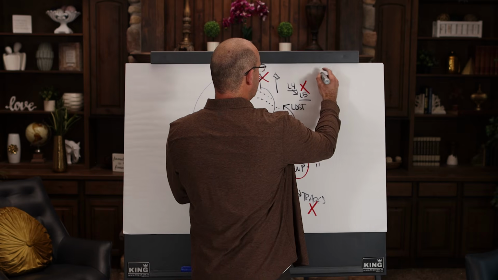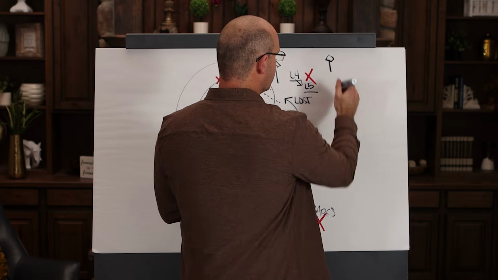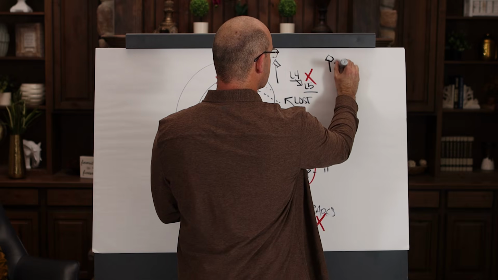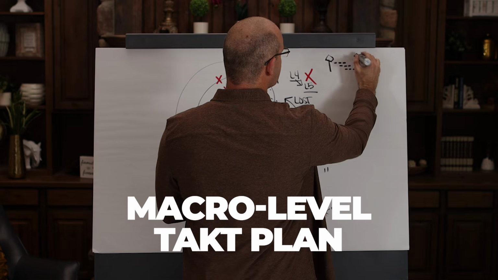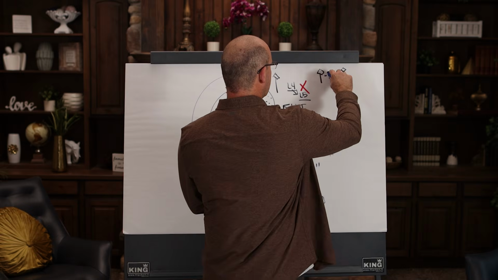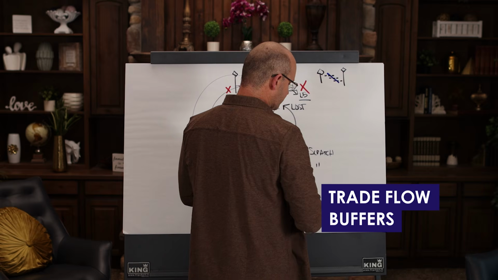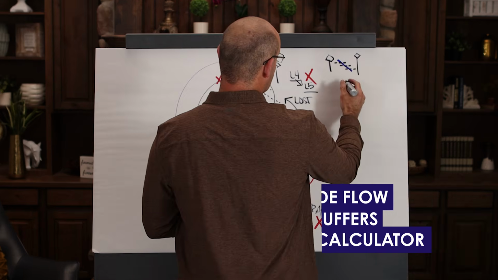First of all, when you do pull planning the right way, and I'm not trying to be arrogant, I learned this from other people, so I'm not special, the concept is special. When you do your pull planning the right way, your macro level tack plan will have diagonal trade flow. That means it will be planned where you have trade flow and buffers. And we have a calculator for it, actually. So you know your milestones are correct.